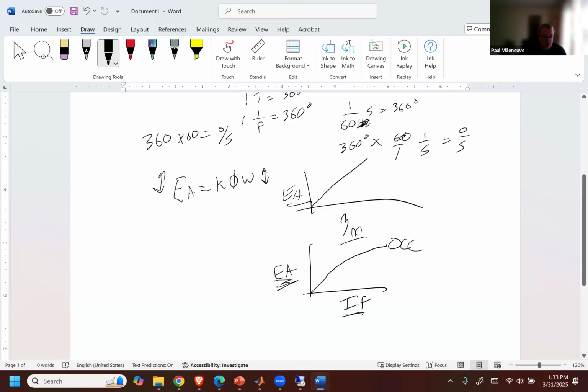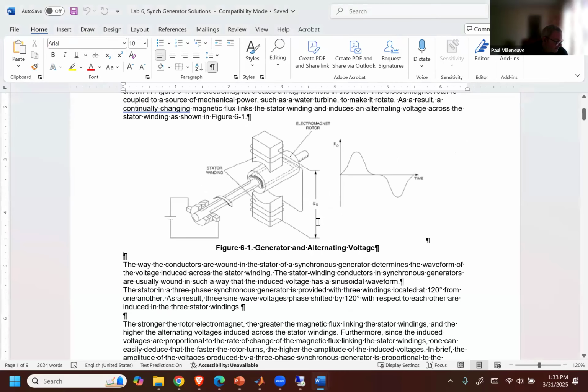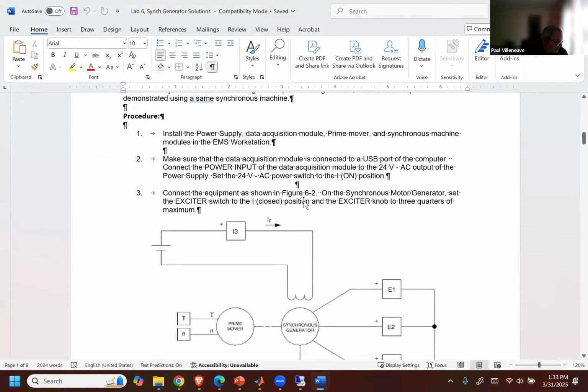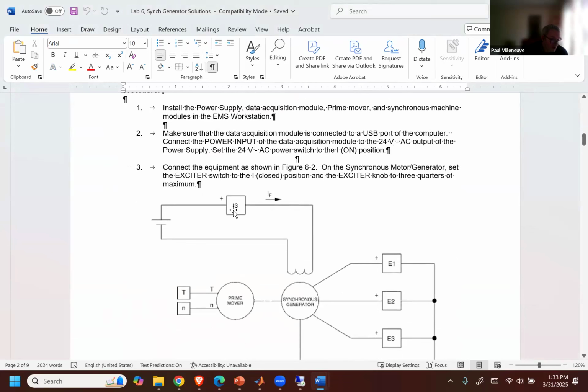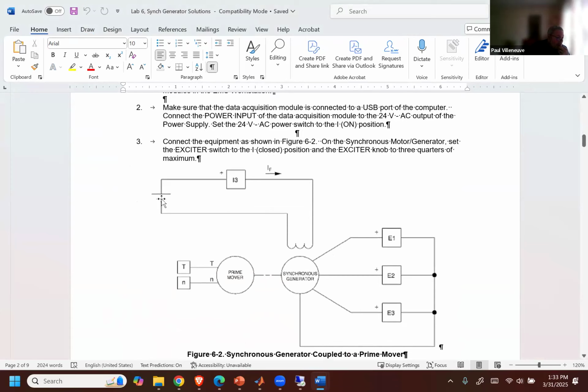So trying to see if I can hit the highlights. Let me just double check the lab. Let's see, you've got the power supply. You're going to have to measure current. Please don't do what one of the lab groups did today and try to measure the current by putting the meter in parallel. That's not going to work. You have to interrupt the circuit. This is a DC current. That current goes into the field.